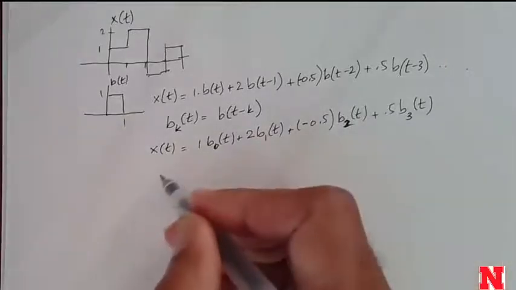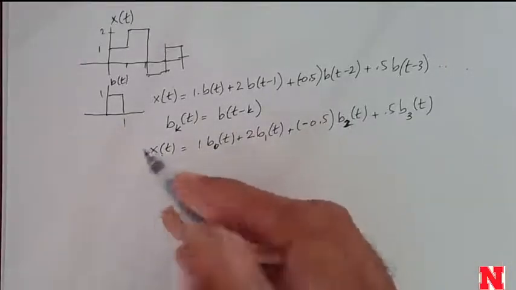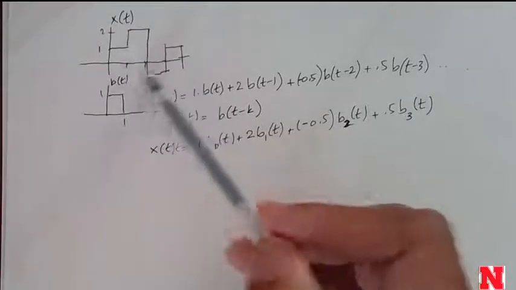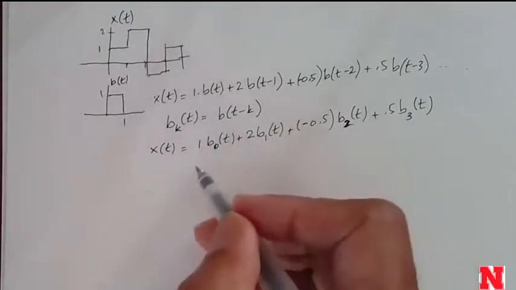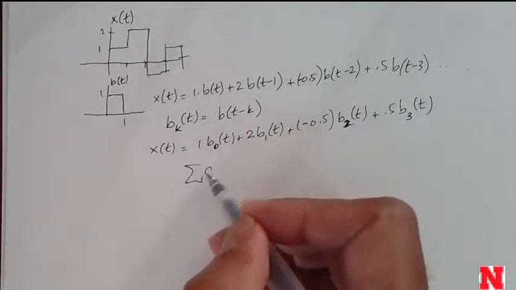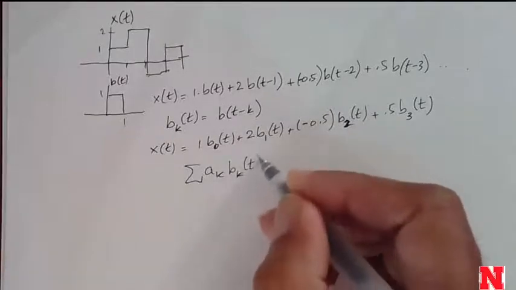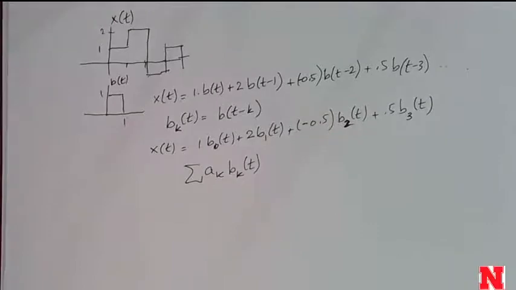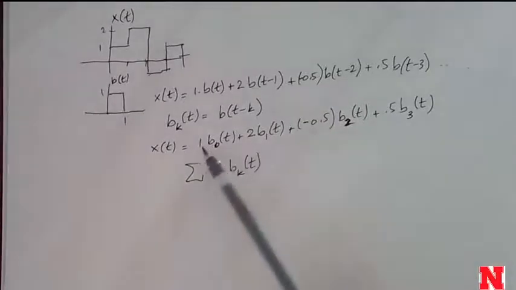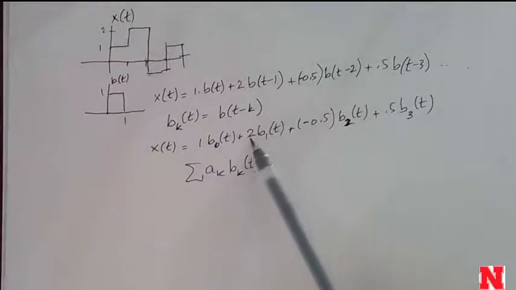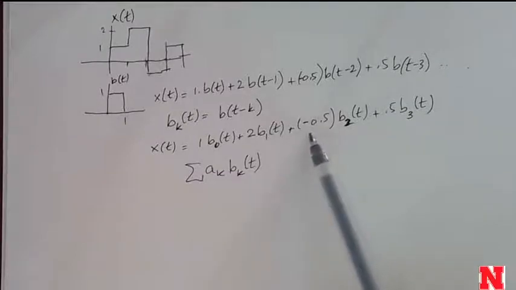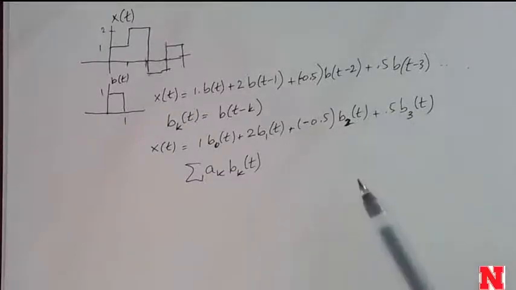Okay, or I can make this general rule. I can say any function which is of this form can be written as the summation of a sub k b sub k of t. Where in this case, a0 is 1, a1 is 2, a2 is minus 0.5, and a3 is 0.5.